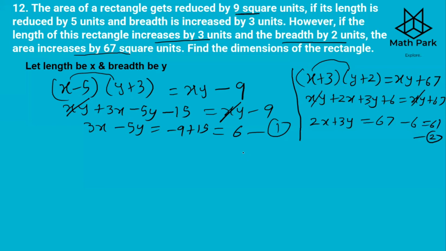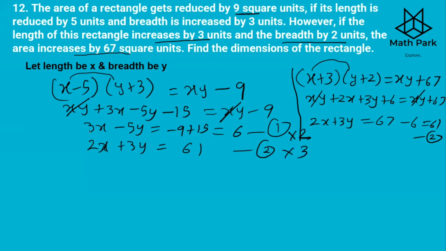Okay, so we have these two equations. Let me write this equation below. So we have 2x plus 3y is equal to 61 is our equation number 2. Okay, now we will be eliminating the coefficients of y because they have the plus and minus sign over here, or we can eliminate the coefficient of x. Anything can be done. So it's easy to multiply by 2 and 3. So let us multiply this equation by 2 and this equation by 3.